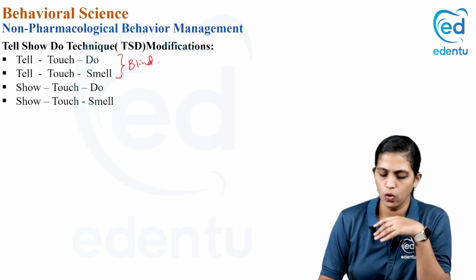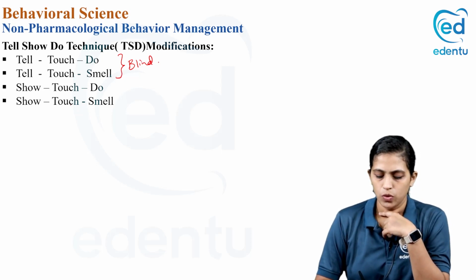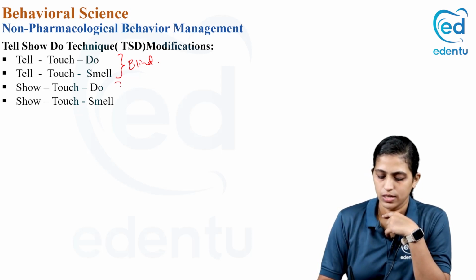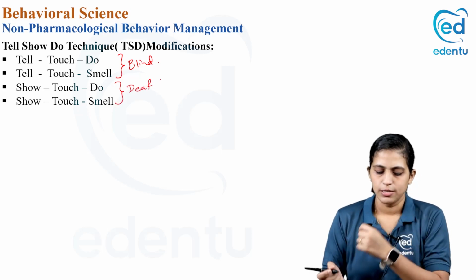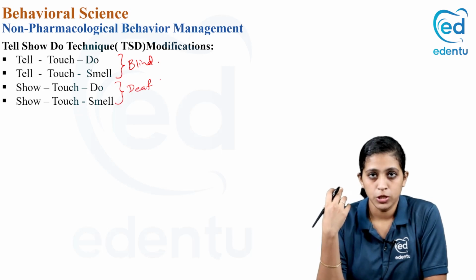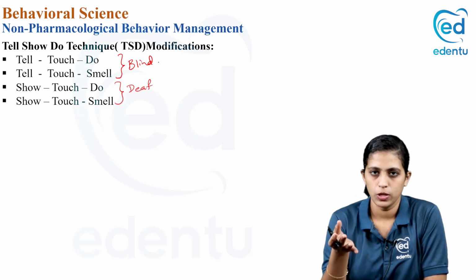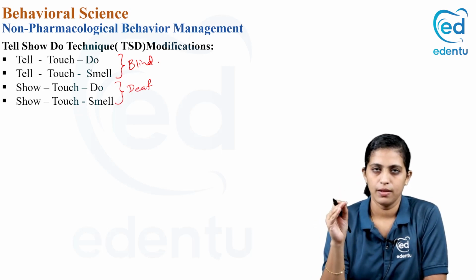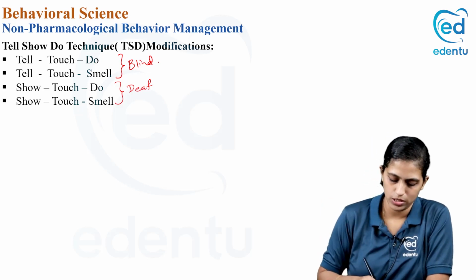Next is show-touch-do and show-touch-smell. So this is mainly for deaf patients. That's because they cannot be told what is going to happen. So we show them, we can make them touch it, and then we do it, or we go to the smell and then do.